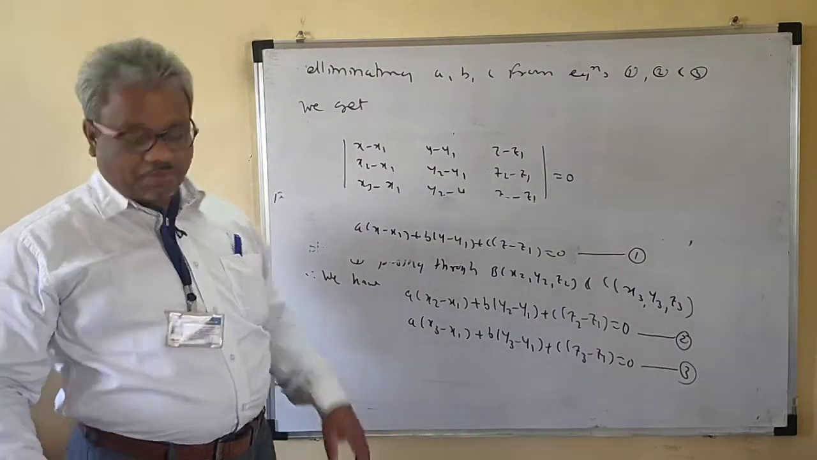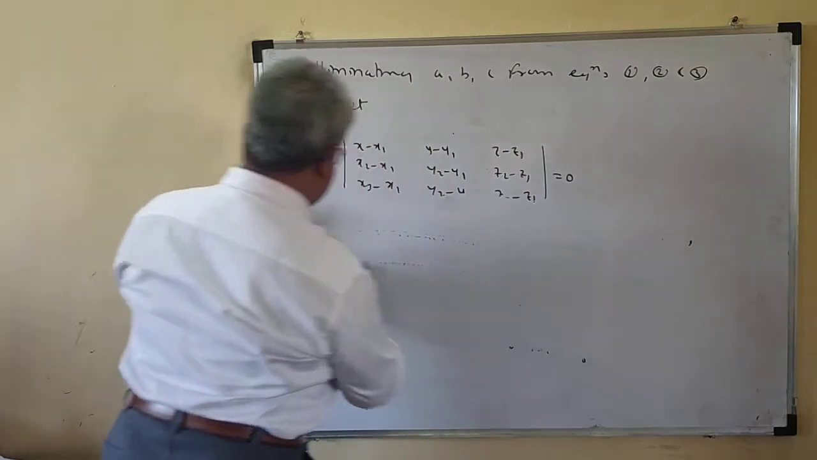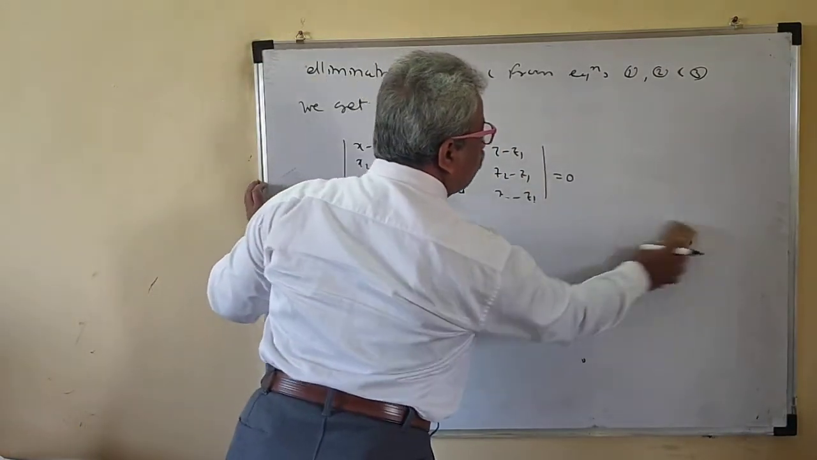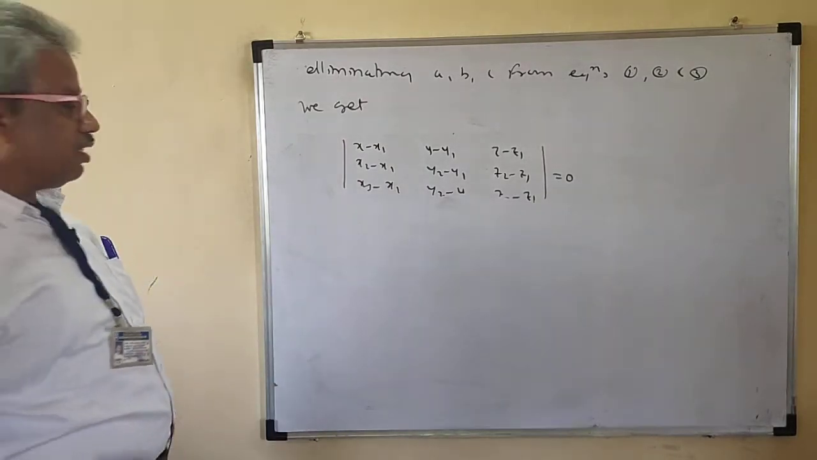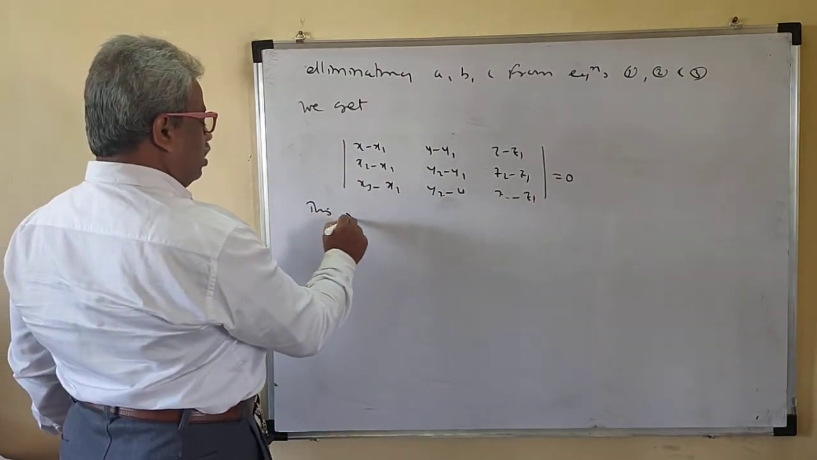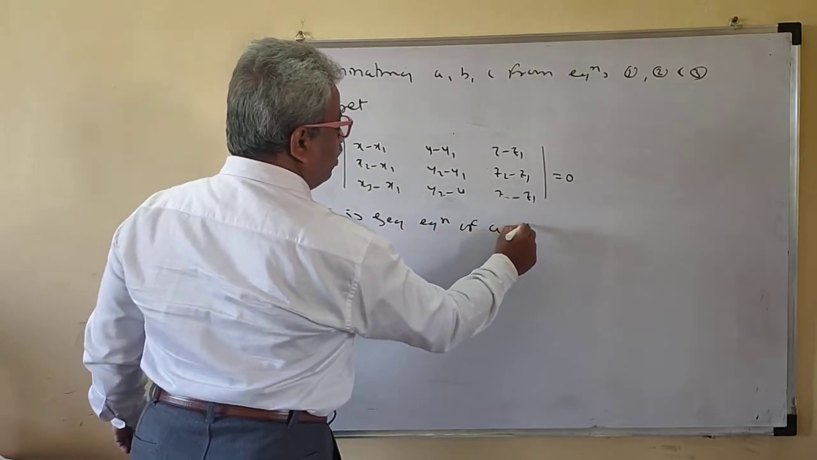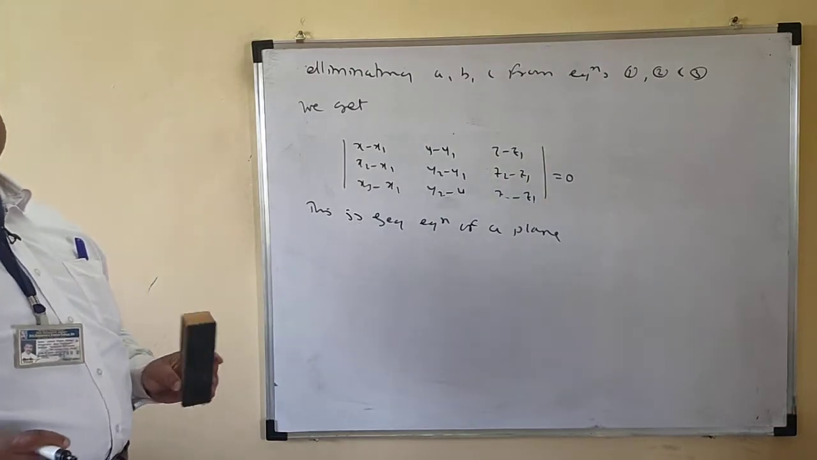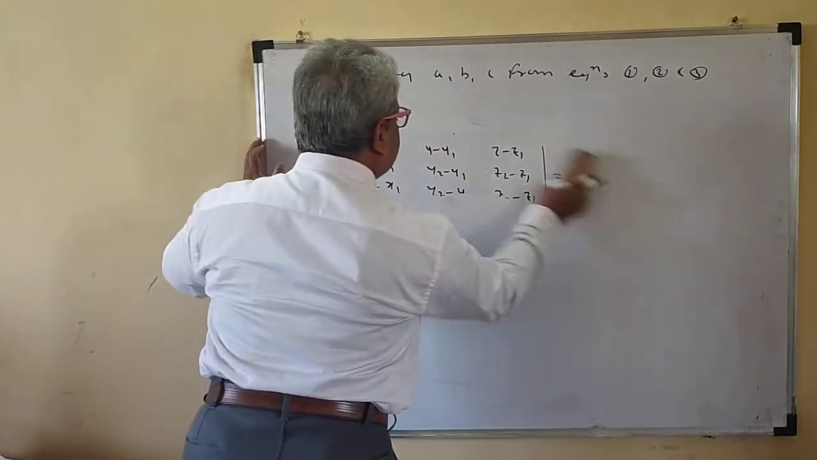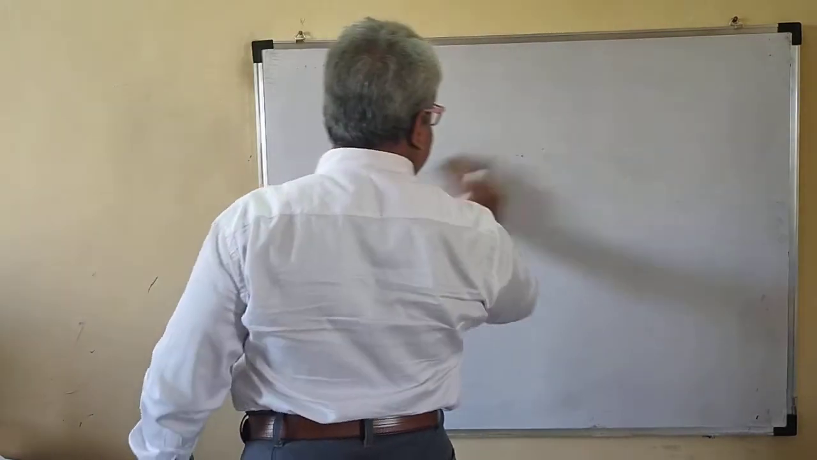In this way, the second row and third row are constant, and there is no product of x and y. So if you expand this, we get a first degree equation in x, y and z. So this is the required equation of the plane passing through 3 points. Now we'll take a problem on it. Very simple.